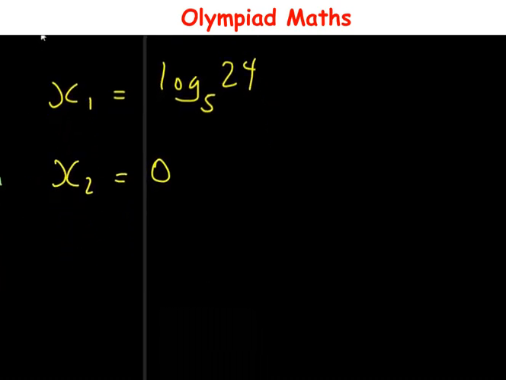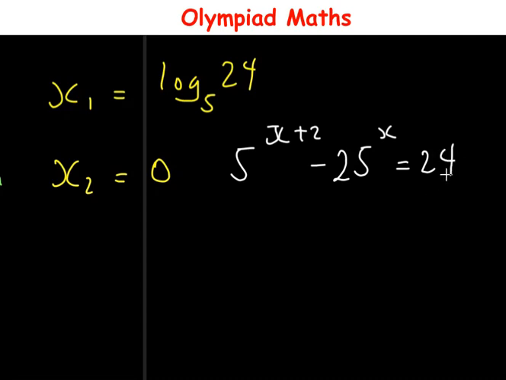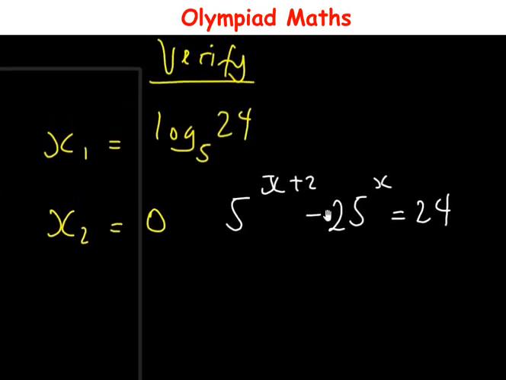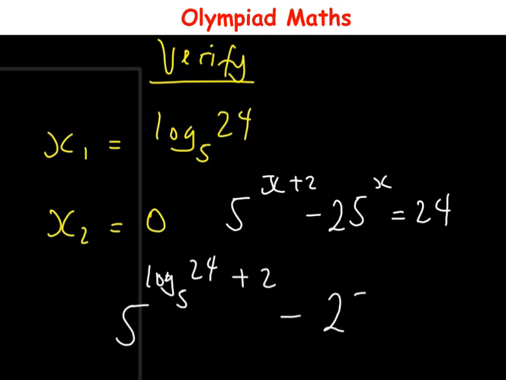Now, the question is, we have 5 raised to power x plus 2 minus 25 raised to power x is equal to 24. This was the question. So, inputting the value of x1 into this equation, what we have is 5, x becomes logarithm of 24 base 5, so logarithm of 24 base 5, then we have plus 2 minus 25 raised to power x. For x1, logarithm of 24 base 5, will this equal 24?